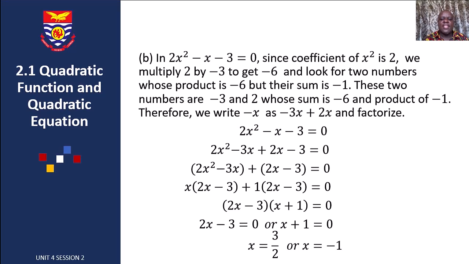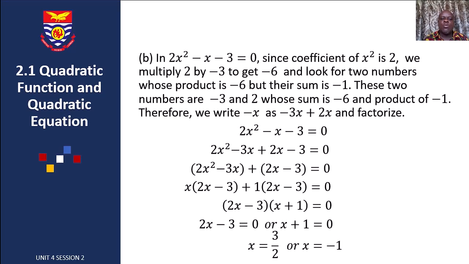The constant term is negative 3. So when we multiply 2 by negative 3, we will get negative 6. Let's now look for two numbers that when we multiply, we'll get negative 6, but when we add, we'll get the middle term, which is negative 1. And so we will consider negative 3 and positive 2.